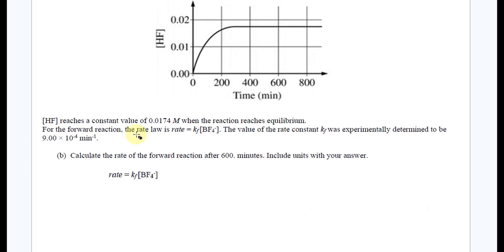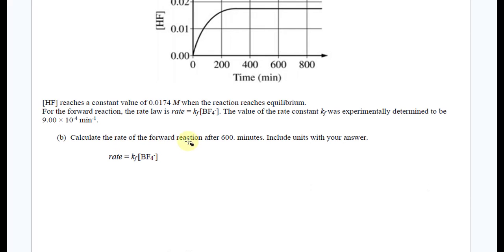For the forward reaction, the rate law is rate equals Kf times the concentration of our reactant, a first order reaction. The value of the rate constant was experimentally determined to be 9 times 10 to the negative 4, and they have it per minute. And that's the typical unit for a first order rate constant. Calculate the rate of the forward reaction after 600 minutes.